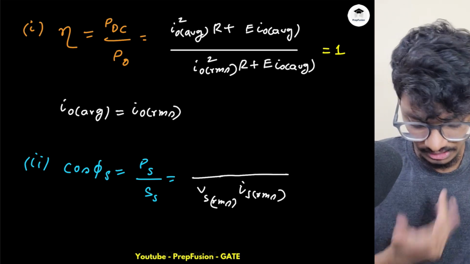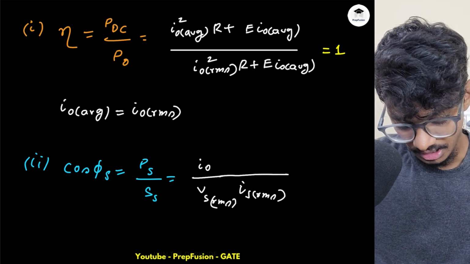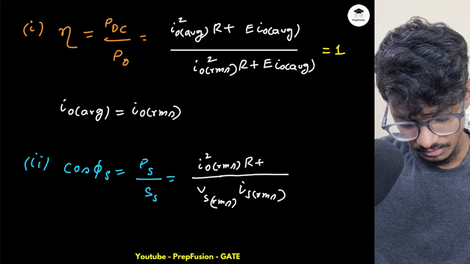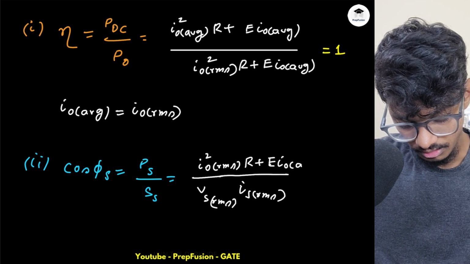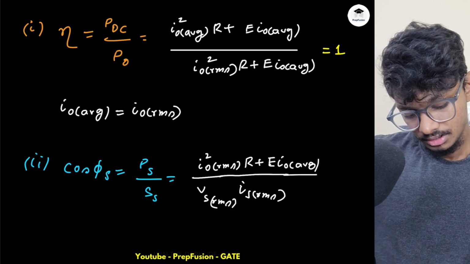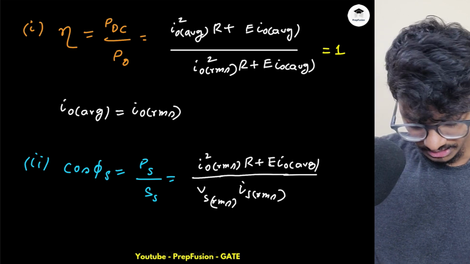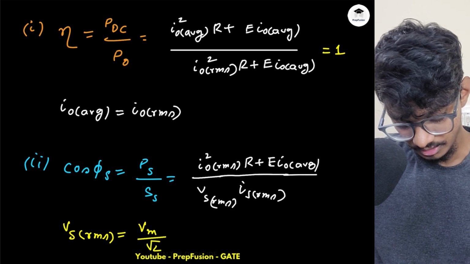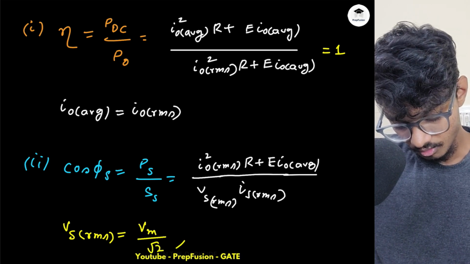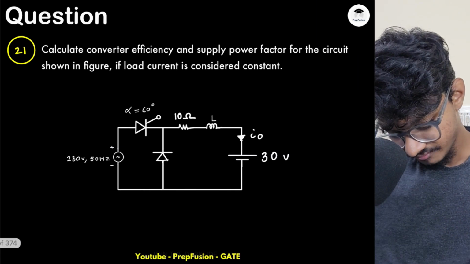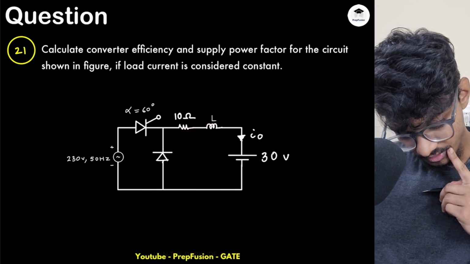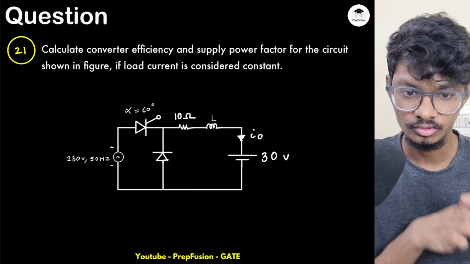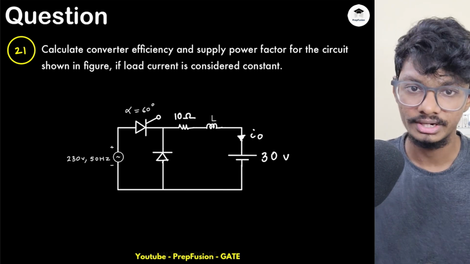Because DC power will be the same only, but I can still write this as it is, that is IO RMS whole square into R plus E into IO average. Now what is VS RMS? VS RMS is Vm by root 2. This won't change anyhow. And what is IO RMS? They haven't told us, but we can definitely compute it. We can compute the VO average, and from there we will be able to compute the IO average, and IO average will be equal to my IO RMS, because here load current is constant.